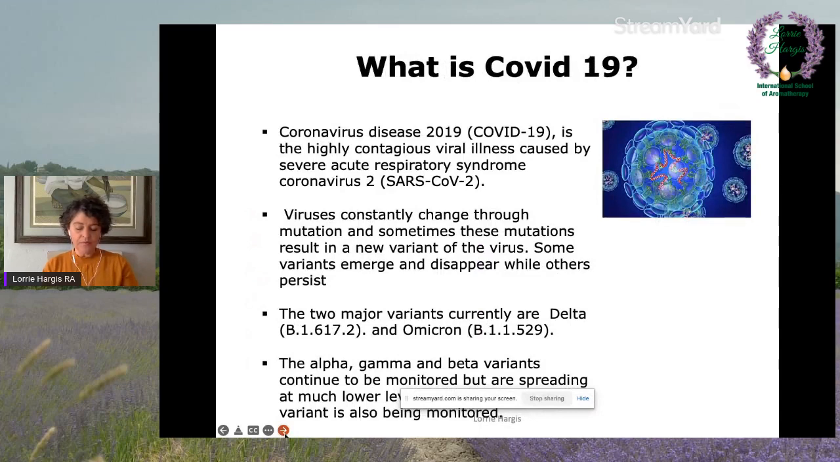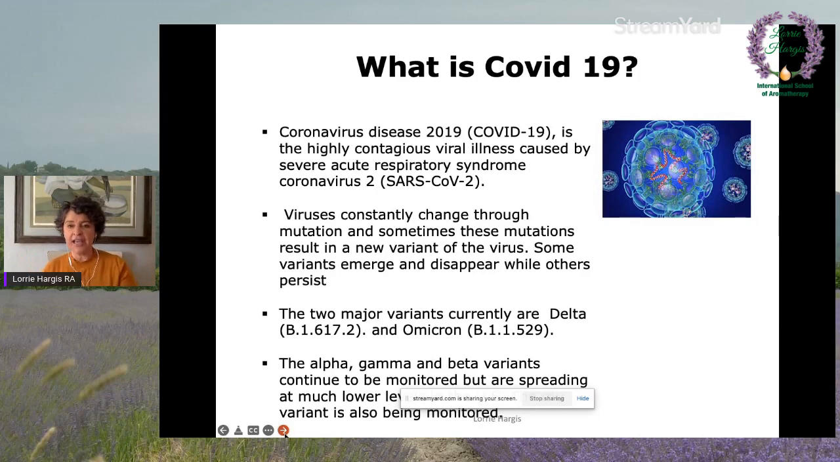So, what is COVID-19? It is coronavirus disease 2019, a highly contagious viral illness caused by severe acute respiratory syndrome coronavirus 2, which is SARS-CoV-2. And 19 was put on the end of it because it happened in 2019.